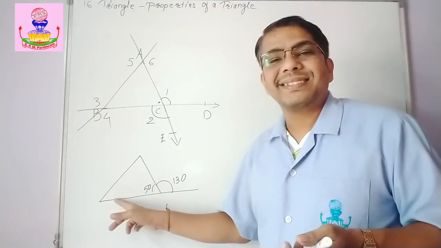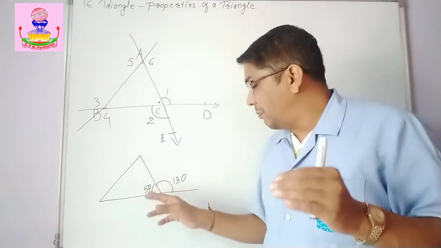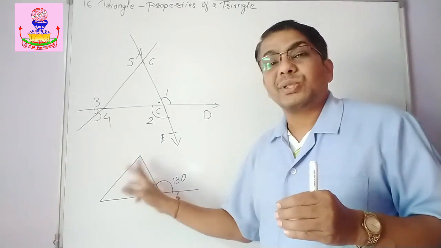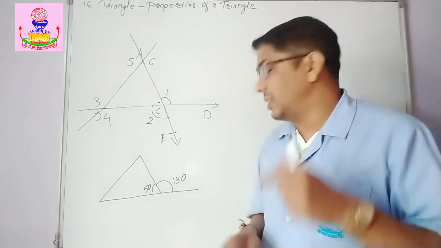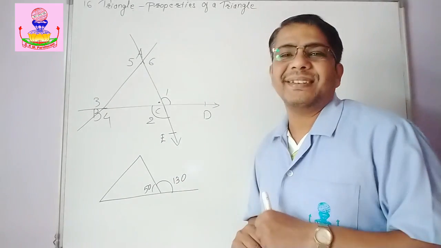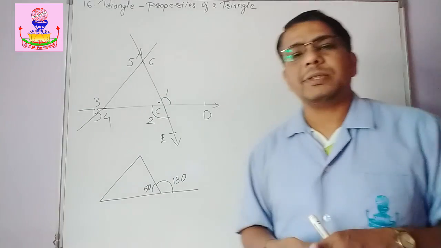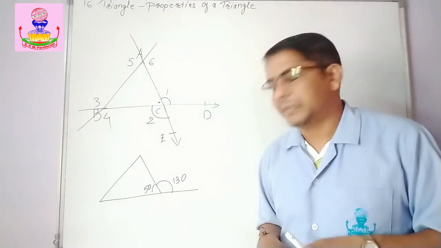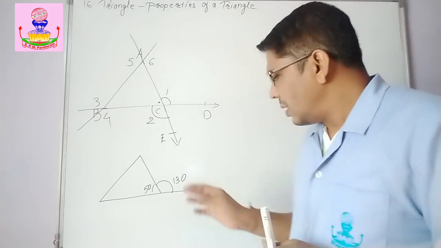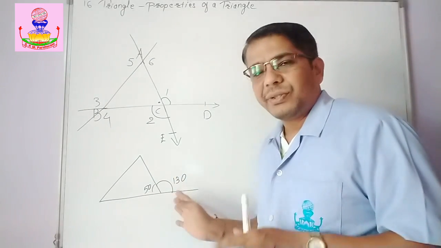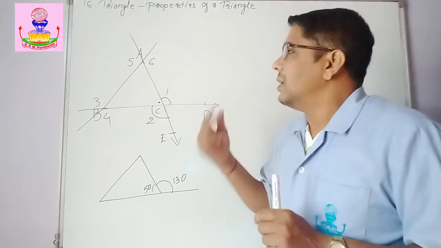That is, the sum of the remote interior angles, which are away from this angle. So the sum of the remote interior angles is always equal to its exterior angle. Mind it well. This is also called the exterior angle property or interior angle property. Now, I hope you got this.